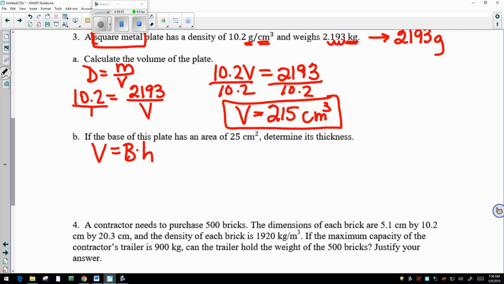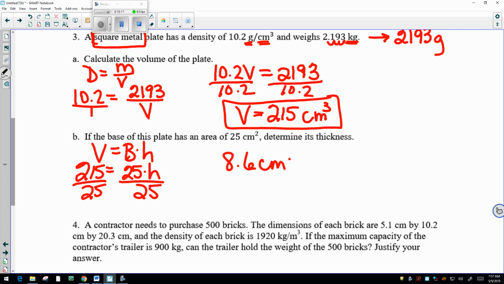I know the volume is 215, we just found that. It tells us the base of the plate has an area of 25 centimeters squared. So there's our base. We're looking for its thickness or its height. So solving for that thickness or the height, if I divide through by 25, I can tell you that thickness is going to be about 8.6 centimeters.